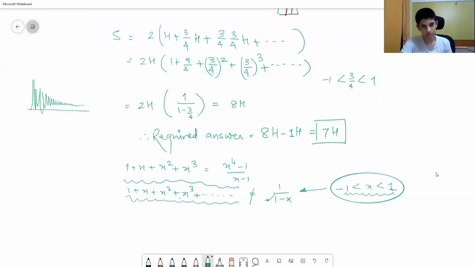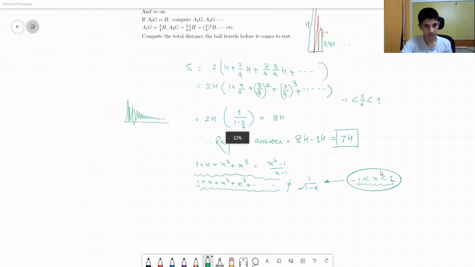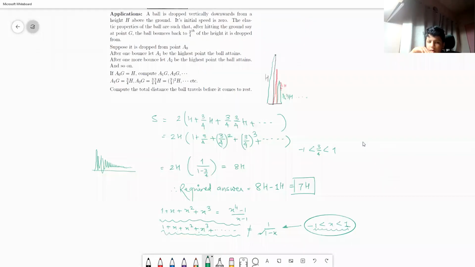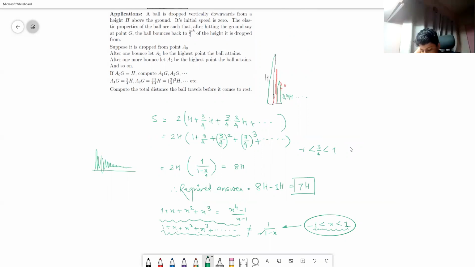Sir, can you just scroll up the screen a little bit? Why did we do -1h? Thank you, sir. Because initially the ball was thrown from the top, and it was not thrown from the ground like this. It was thrown from the top. Yes.